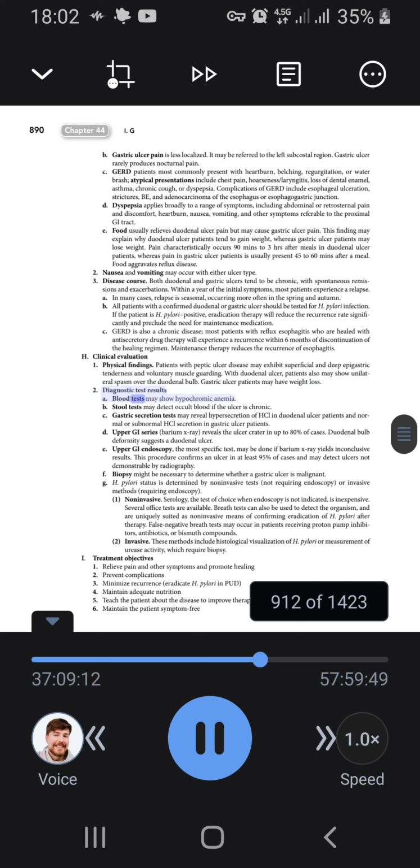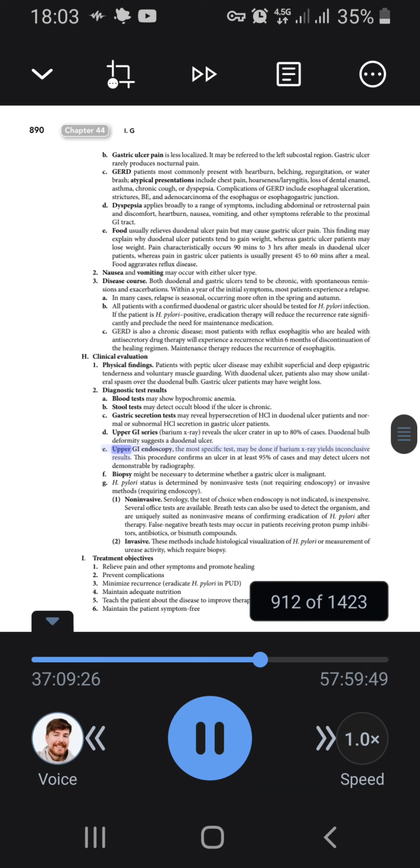A. Blood tests may show hypochromic anemia. B. Stool tests may detect occult blood if the ulcer is chronic. C. Gastric secretion tests may reveal hypersecretion of HCl in duodenal ulcer patients and normal or subnormal HCl secretion in gastric ulcer patients. D. Upper GI series barium X-ray reveals the ulcer crater in up to 80% of cases. Duodenal bulb deformity suggests a duodenal ulcer.